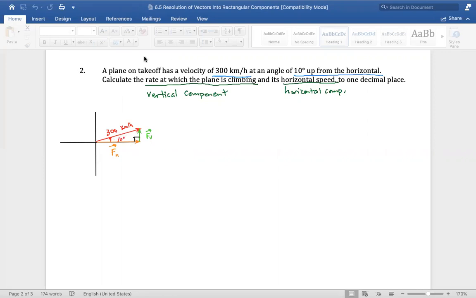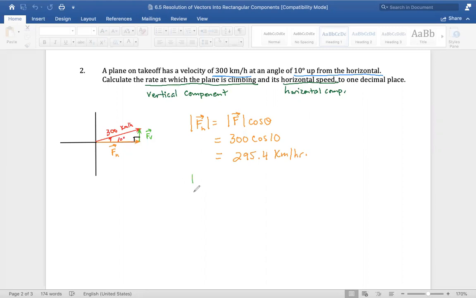So to calculate my horizontal component, the magnitude of the horizontal component is equal to the magnitude of my vector multiplied by the cos of theta. The magnitude that they give me is 300 kilometers per hour times cos of 10 degrees. 300 times cos of 10, I have 295.4 kilometers per hour.